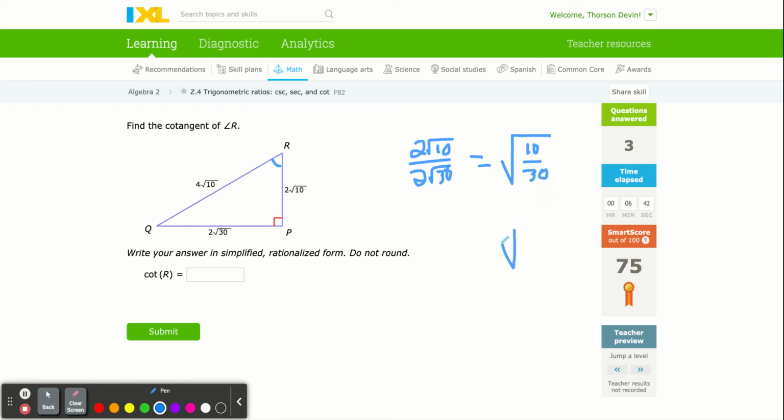That means it's the square root of 1 over 3, which is 1 over the square root of 3. Now I need to rationalize my denominator. Rationalized form, make sure you rationalize the denominator by multiplying by 1, which is the square root of 3 over the square root of 3. And I get the square root of 3 over 3 will be my final solution that I plug in.